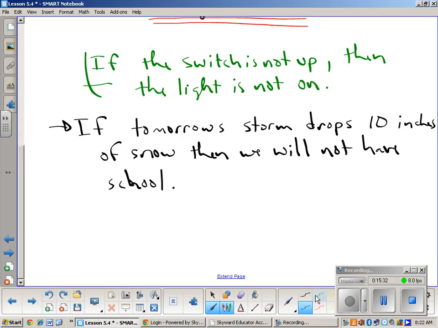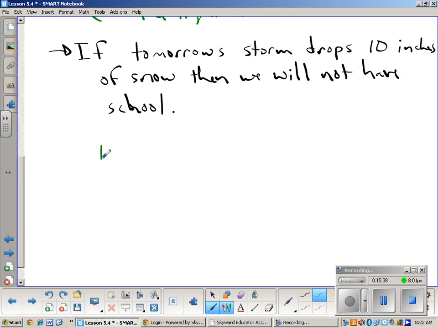So if we write the inverse of this, girls, we would say if, Maya, what'd you say? Okay, I see I had a grammar error there. Yeah, well, sometimes that's not necessary. But anyway, if tomorrow's storm, I'm sorry, I couldn't quite hear you either. If tomorrow's storm what? Does not drop 10 inches of snow, then we will have school.